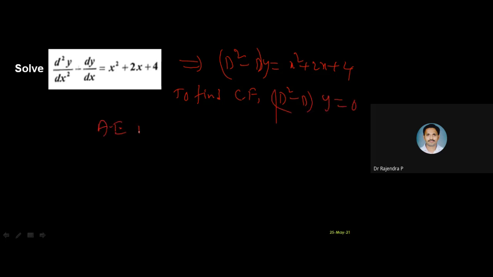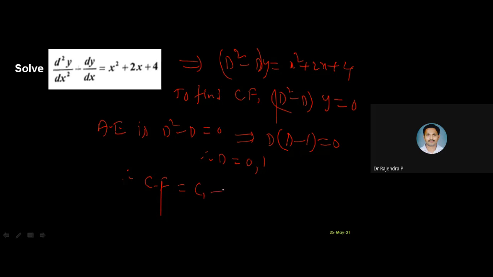So what is your auxiliary equation? D square minus D equal to 0, so D into D minus 1 equal to 0. Your D values are 0 and 1. Therefore your complementary function is C1 e power 0x plus C2 e power x. C1 e power 0x means 1, which I'm not showing here. So this is your complementary function. I hope everybody is comfortable finding the complementary function.